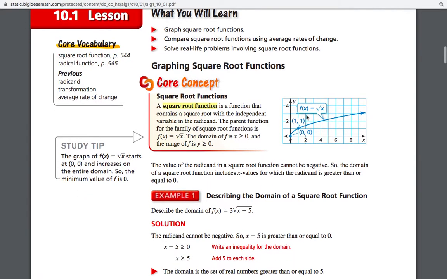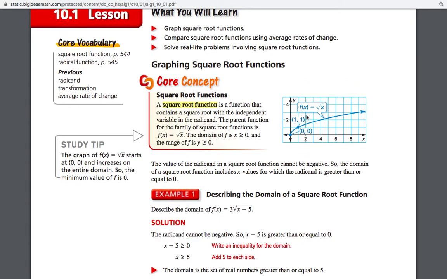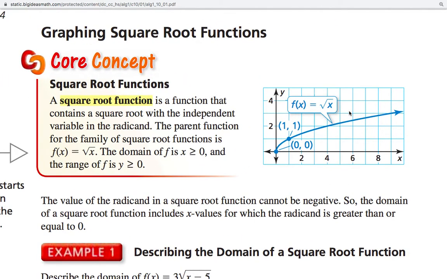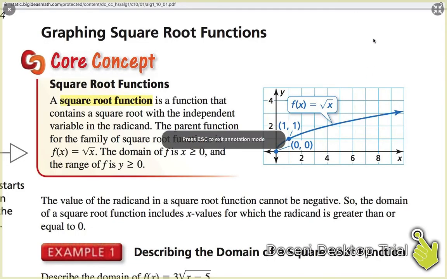So we are dealing with square root functions. A square root function is a function that contains the square root. Your x variable is under the square root. You see this is the parent function of our square root functions. We've talked about parent functions before, the most basic that you can have. It's f of x is equal to the square root of x. Here is our parent function.